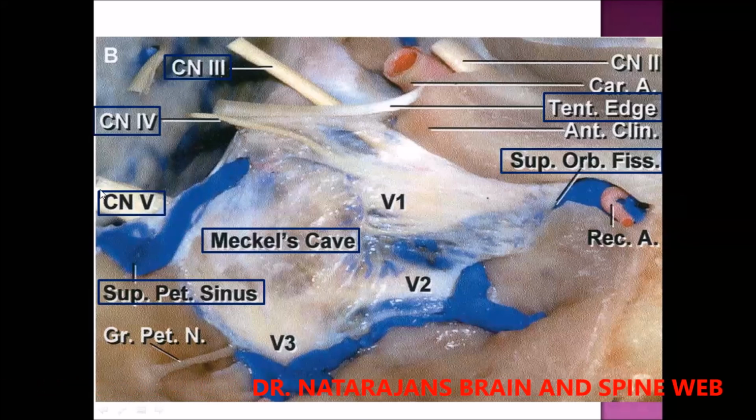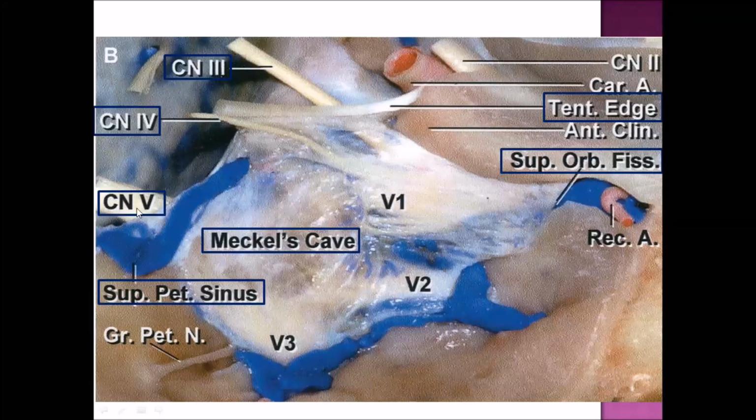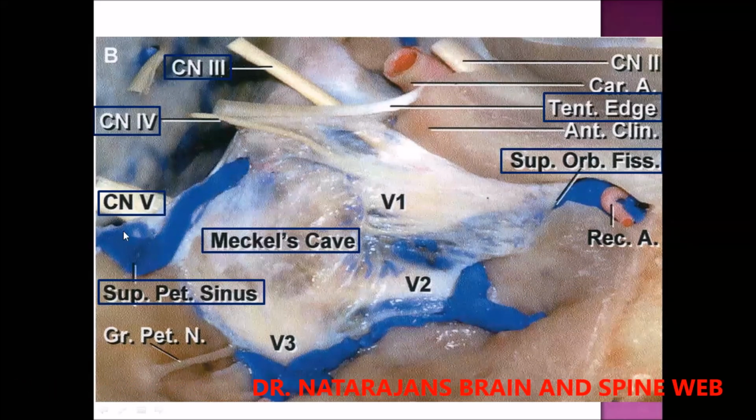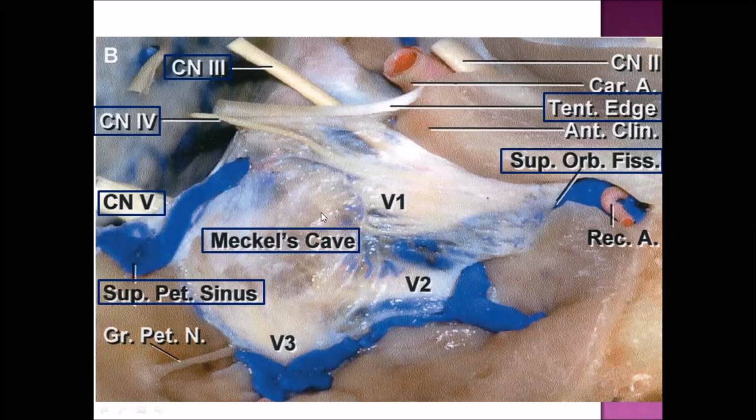And here is the posterior root of the trigeminal nerve, the fifth nerve. This is the superior petrosal sinus, which is traversing above the third nerve and above the posterior root of the trigeminal nerve. And this is the dorsal root of the trigeminal nerve. So here lies the Meckel's cave.